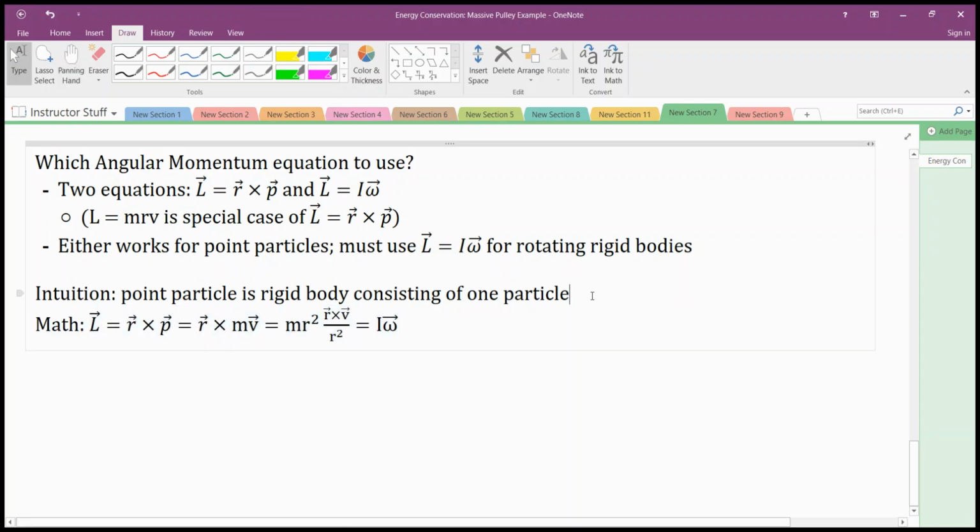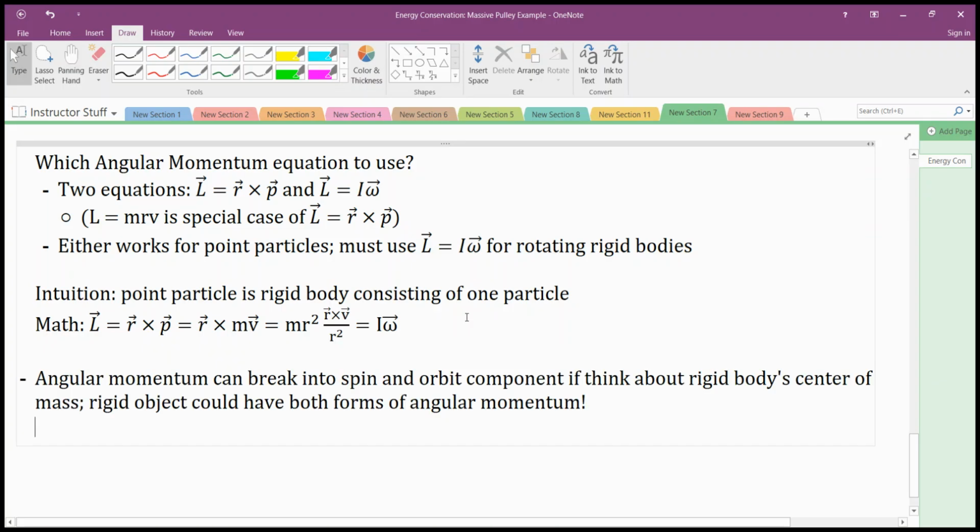Mathematically, you can see as follows. We have L as r cross p. We know p is just mv. Then we can pull the m out of the cross product and then multiply and divide by r squared. m r squared is just the moment of inertia for a point particle, and r cross v over r squared is omega for a point particle. And so we see that the two are equivalent in the point particle case, even mathematically.